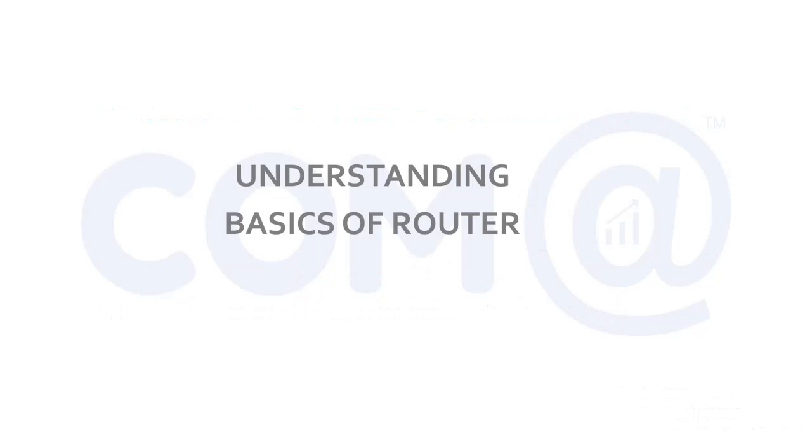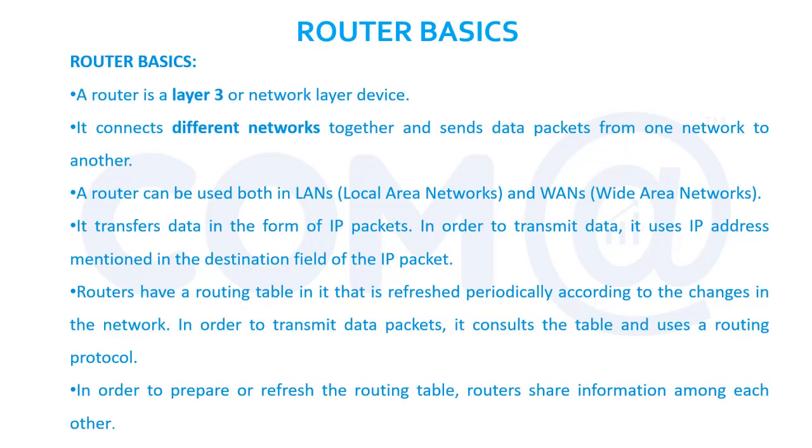We are going to see about understanding the basics of a router. A router is a basic networking component and it is a layer 3 device. We have 7 layers in the OSI layer model and this device works in the network layer, which is the third layer. So it is called a layer 3 device and it can work in both LAN as well as WAN. So we can use it for small networks as well as large networks.